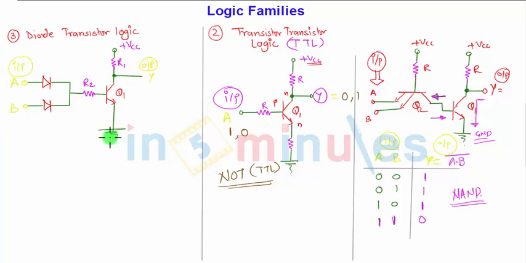Now for this one also, whenever A or B is forward biased, meaning either of the inputs is present, then only will it be sent as input current, in this way or in this way. So whenever the base current IB is present here, Q1 will be on and it will short the collector terminal to the ground, that is nothing but Y to the ground, and the output will be 0.